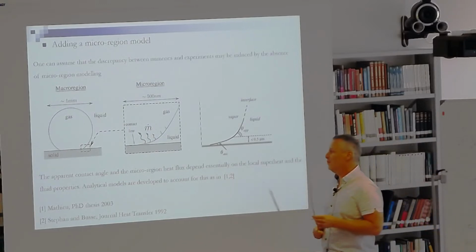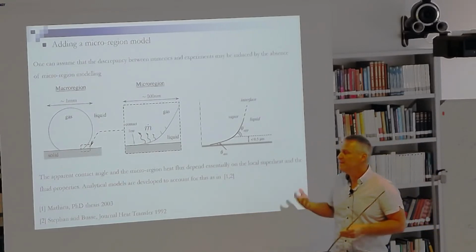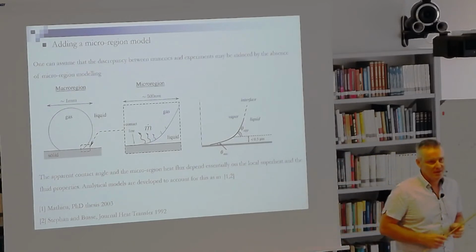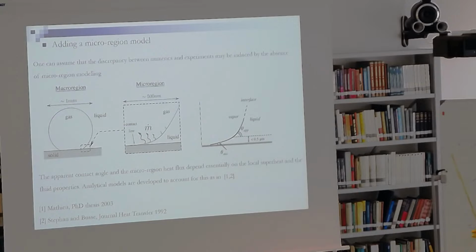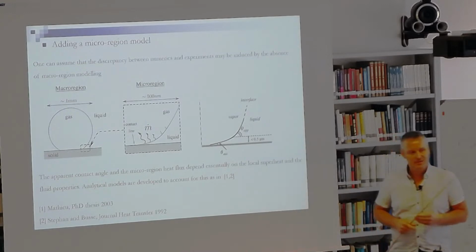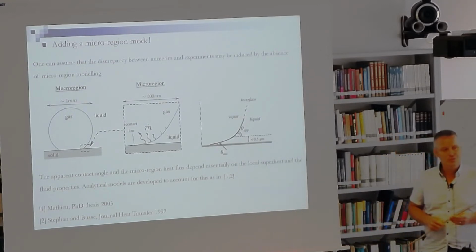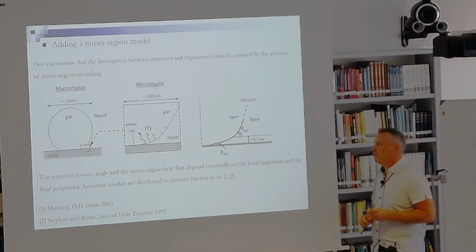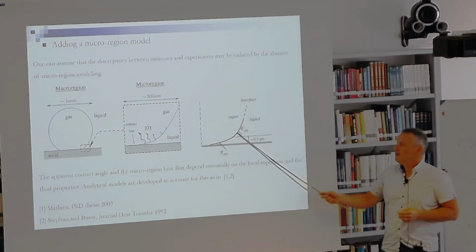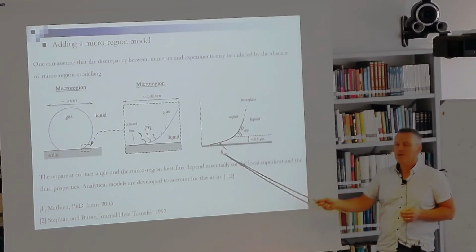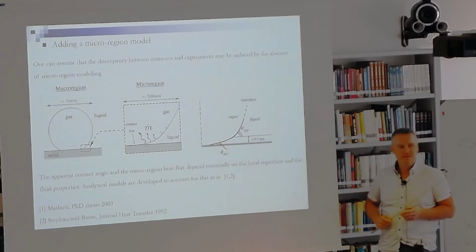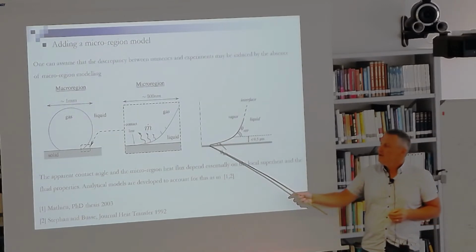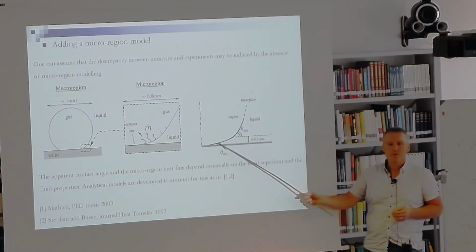Some features of this microregion model: many microregion models exist, and there's not a clear consensus on which one is the best, because there are many assumptions which are very difficult to validate at such small scales. But all these microregion models have two main ingredients. They provide an apparent contact angle, which depends on the microscopic contact angle and on the wall superheat. And they also provide an integrated heat flux along the microregion.